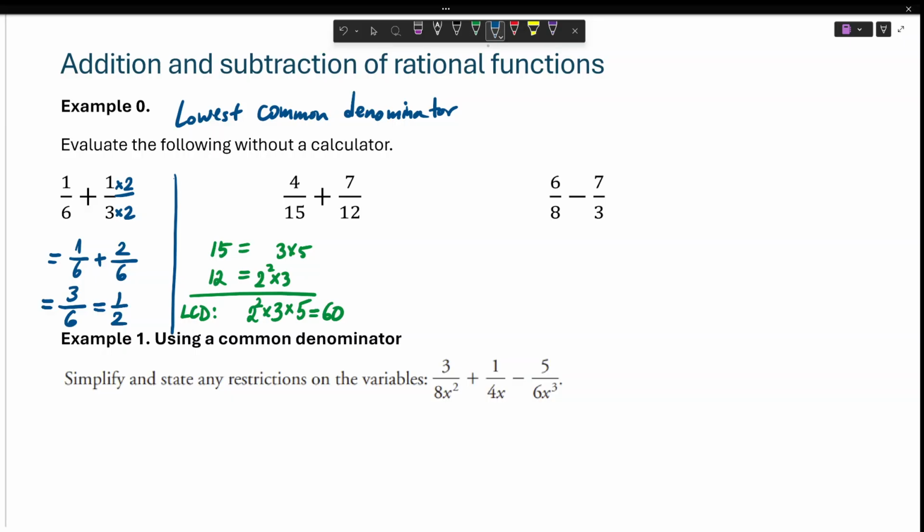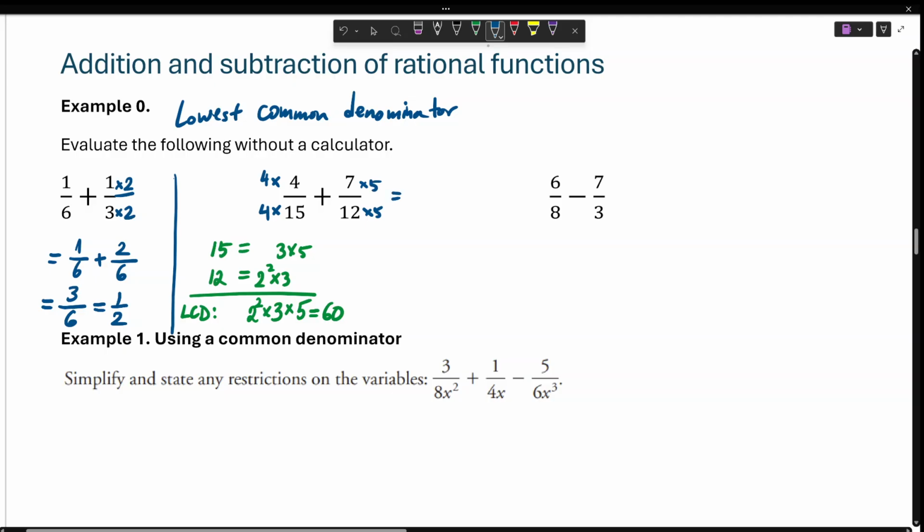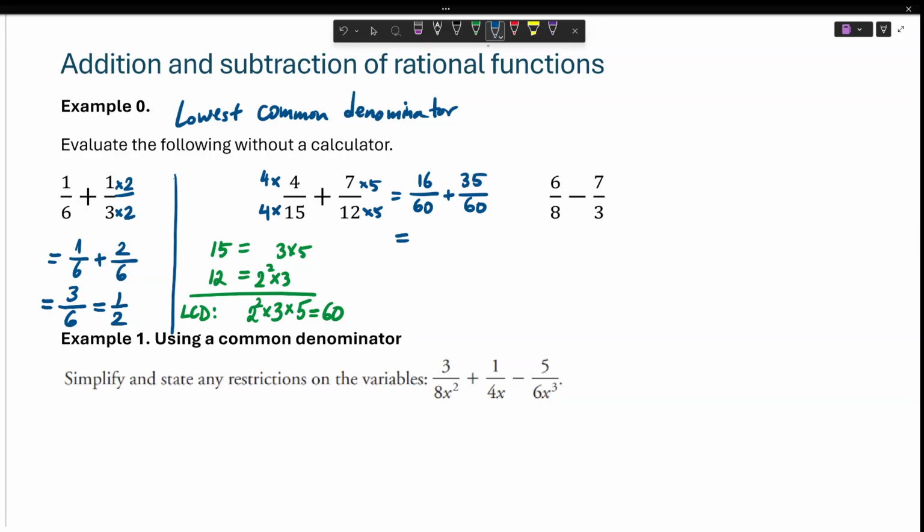So now that we know that, we're going to aim to make these on the top and the bottom both equal to 60. So we're going to get 16 over 60 plus 35 over 60. You add those, you get, is that right, 51? I think that's 51. And of course, don't forget to simplify. So this one is actually 17 over 20.